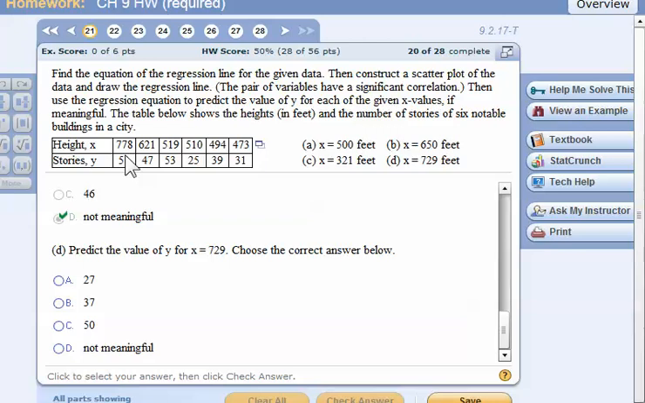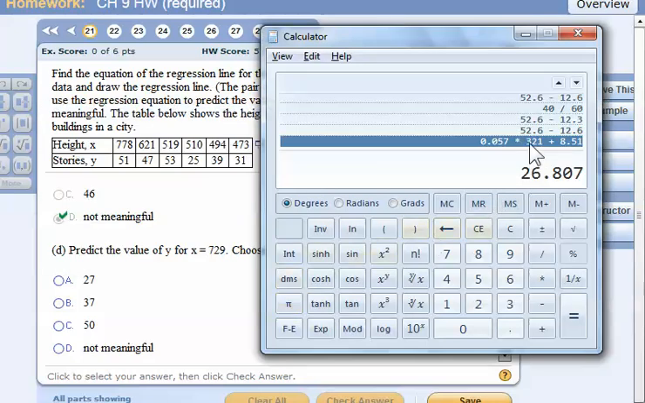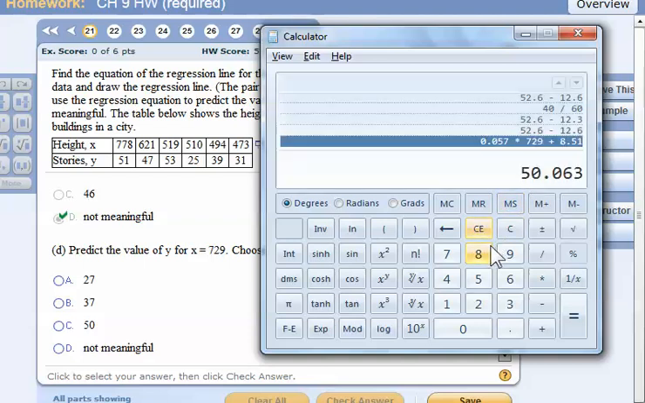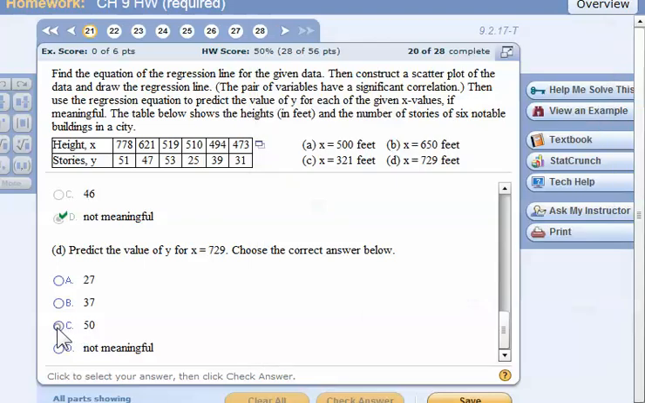Last one, 729. 729 is definitely within our range. So 50. Correct. And that should be all that they wanted.